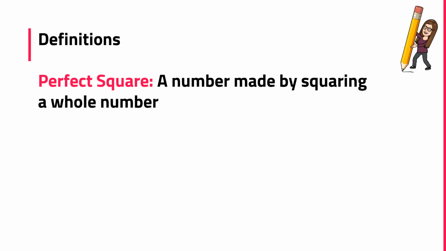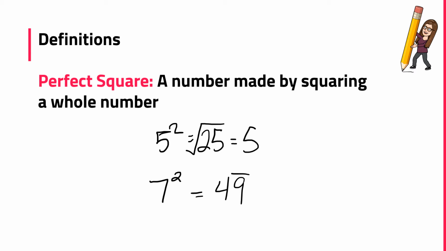So let's get that down in our notes as well. Those nice clean numbers are called perfect squares. A perfect square is a number made by squaring a whole number. Take a minute to write that down. So what we're talking about here is 5 squared. It's 25. That means if I square root 25, I'm back to 5. That's a perfect square number, 25. What if I do 7 squared? That'd be 49. 49 is a perfect square because if I square root it, I'm back to 7.